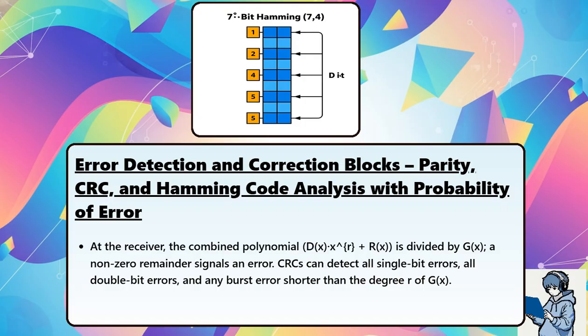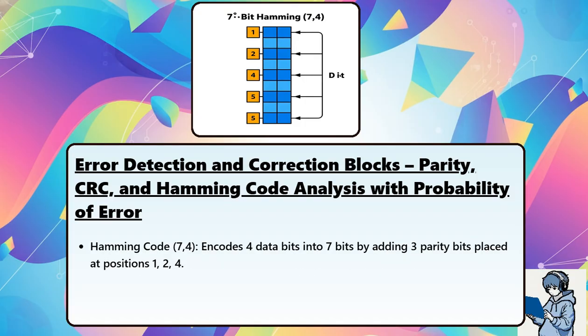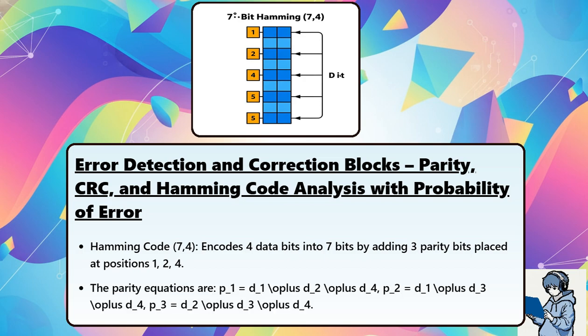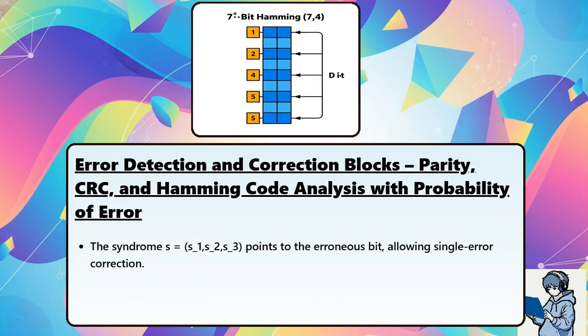CRCs can detect all single-bit errors, all double-bit errors, and any burst error shorter than the degree r of g(x). Hamming code (7,4) encodes 4 data bits into 7 bits by adding 3 parity bits placed at positions 1, 2, 4. The parity equations are P1 equals D1 XOR D2 XOR D4. P2 equals D1 XOR D3 XOR D4. P3 equals D2 XOR D3 XOR D4. The syndrome S equals S1, S2, S3 points to the erroneous bit, allowing single error correction.